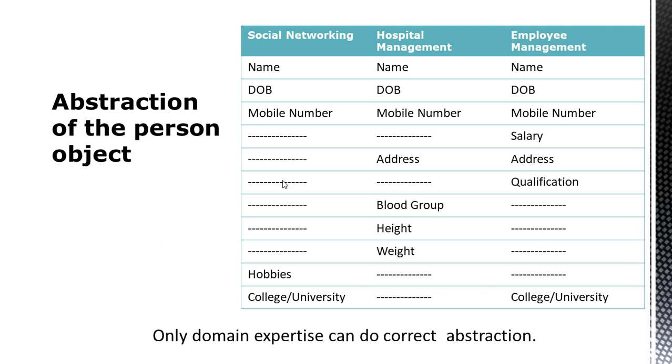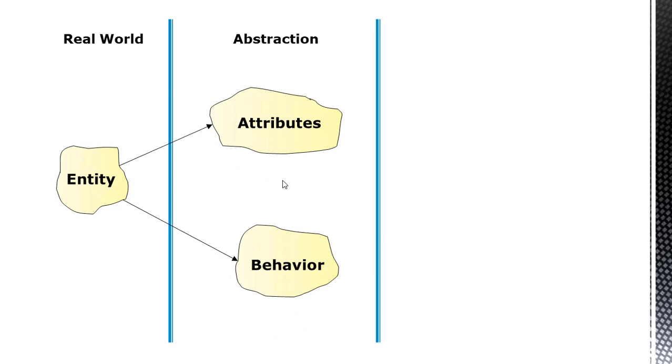For example, somebody who is an expert in hospital management can better understand what role the person will play in the hospital management system, and accordingly can better decide the attributes and behaviors needed. The same will be the case for social networking and employee management. So this is what it is in the end. Some real world entity will have many attributes and behaviors. Depending on the problem domain, we will pick up the appropriate ones. This is nothing but abstraction.